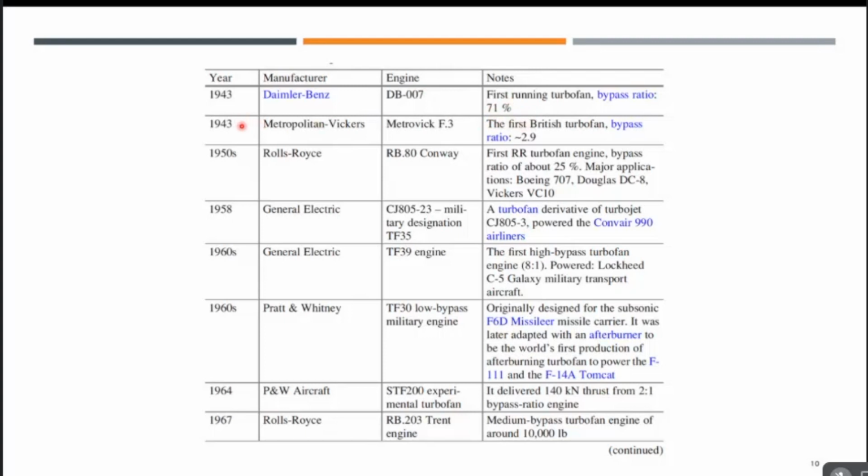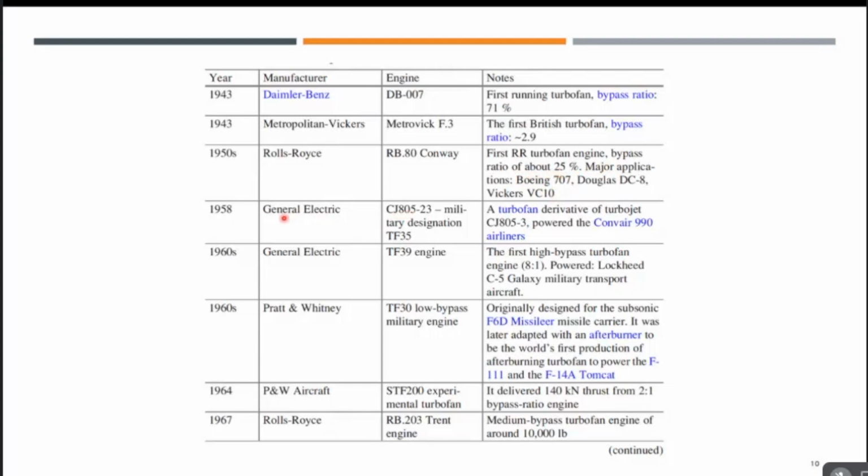And then with the evolution, more and more manufacturers getting involved, and Metropolitan Vickers, right? This is a British company, okay? And then Rolls-Royce started to make their way into aerospace, getting involved in gas turbine engines, building turbofan engines, such as being used in major applications in the early stage of Boeing 707, Douglas DC-8 and Vickers VC-10, right? So you can see here bypass ratio of about 25%, right?